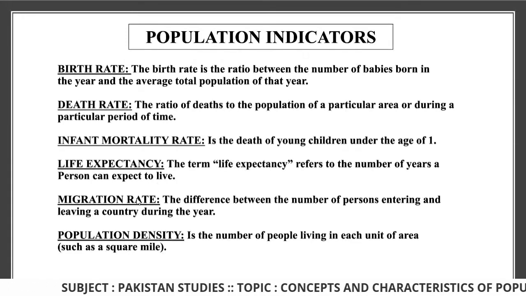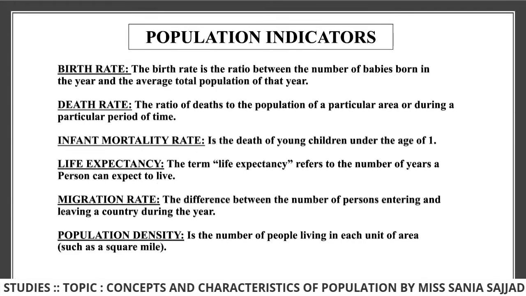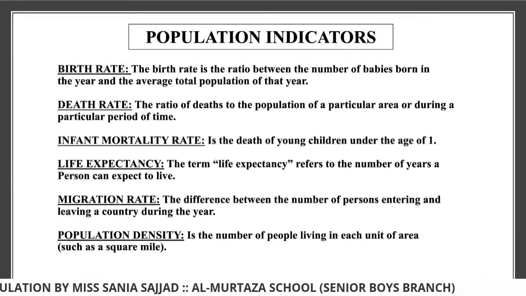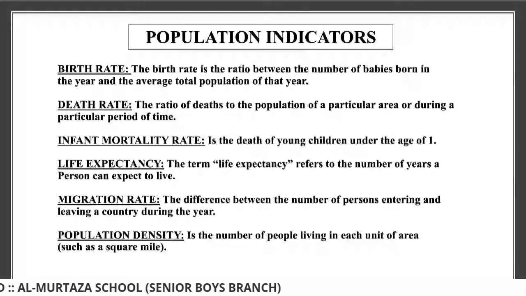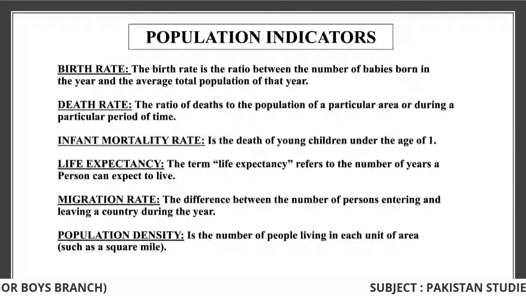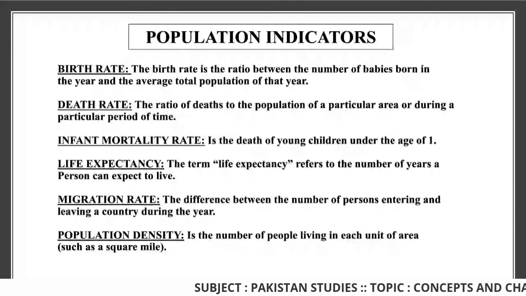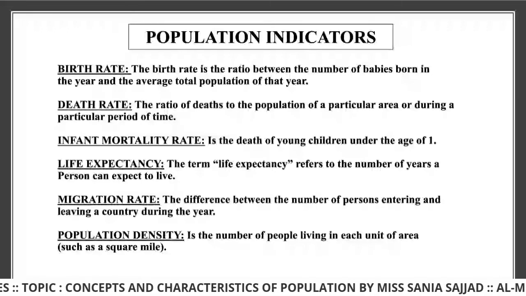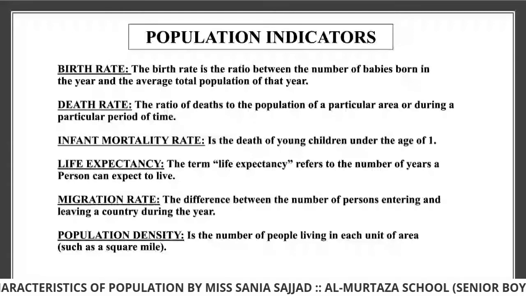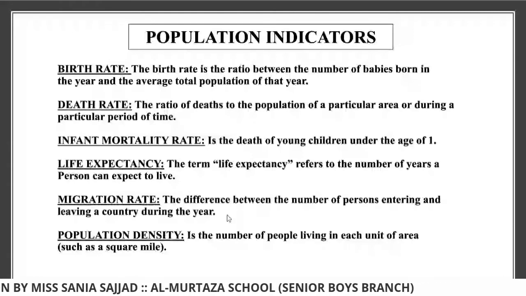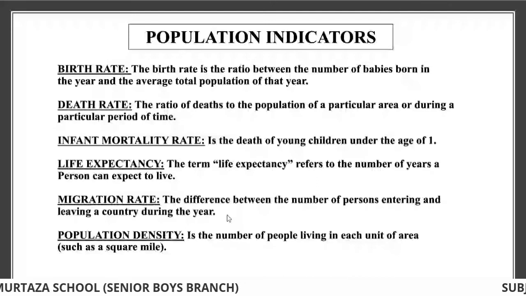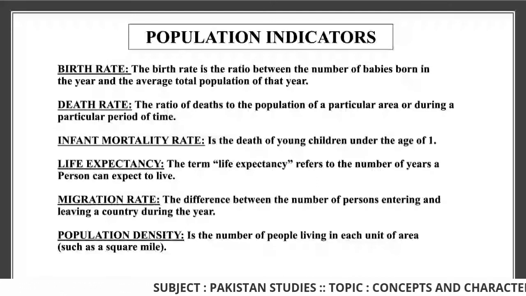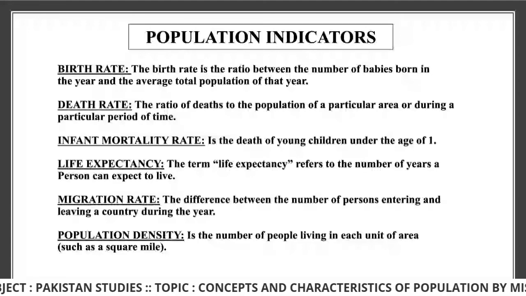Then comes migration rate, the difference between the number of persons entering and leaving a country during the year. Well, it can be due to any cause, such as people usually migrate from one place to another for the living of their families and for themselves as well, due to different factors, health facilities, job facilities, etc. Population density is the number of people living in each unit of area. It means that in different zones, people are living over there, and then you take out their density with a calculation.